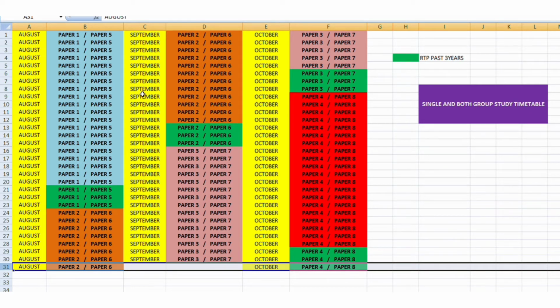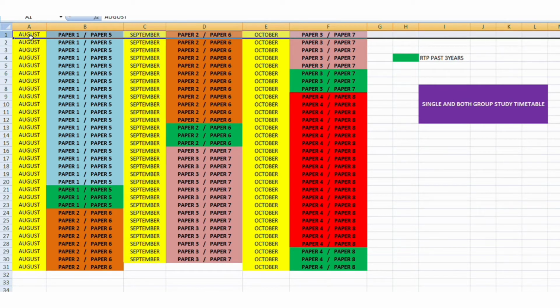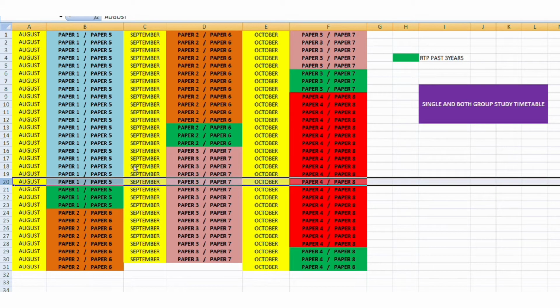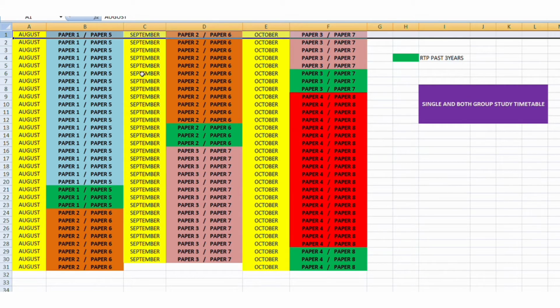Now we will start on 1st of August. From 1st of August, group 1 students start preparing paper 1, and group 2 students start preparing paper 5, and likewise we will follow an alternating way. Paper 1 for group 1 students will be your accountancy, whereas for paper 5 students it will be your advanced accounting.